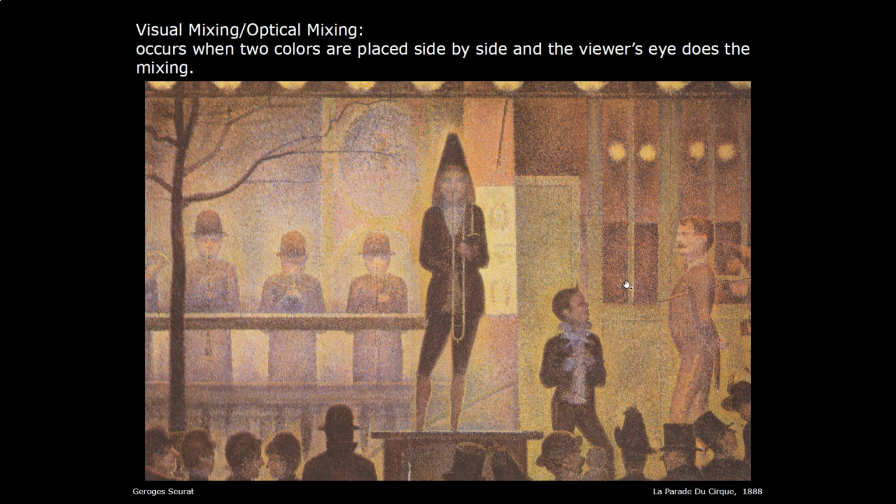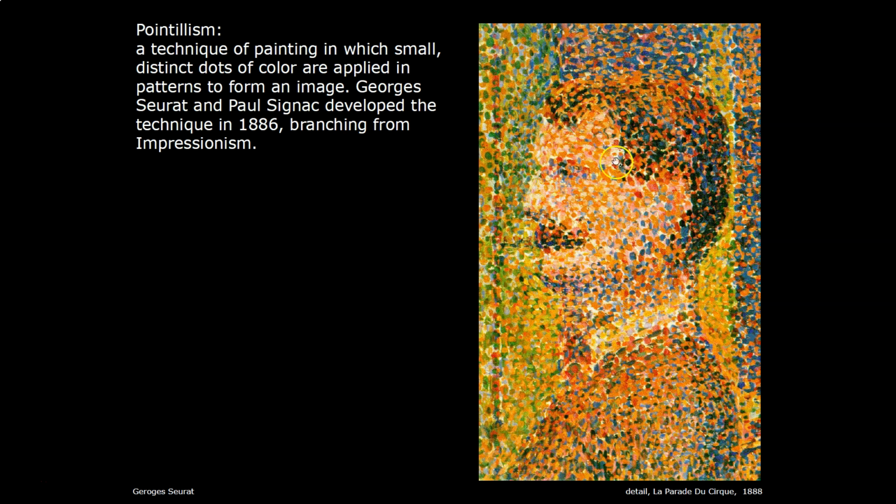There's a technique that the Impressionists in painting started coming up with, and it was perfected by George Seurat, called visual or optical mixing. That's when you place two colors next to each other and the viewer's eye does the mixing. If we take this fellow's face here, which looks kind of peachy skin color from a distance, up close it's a bunch of intense bright colors.